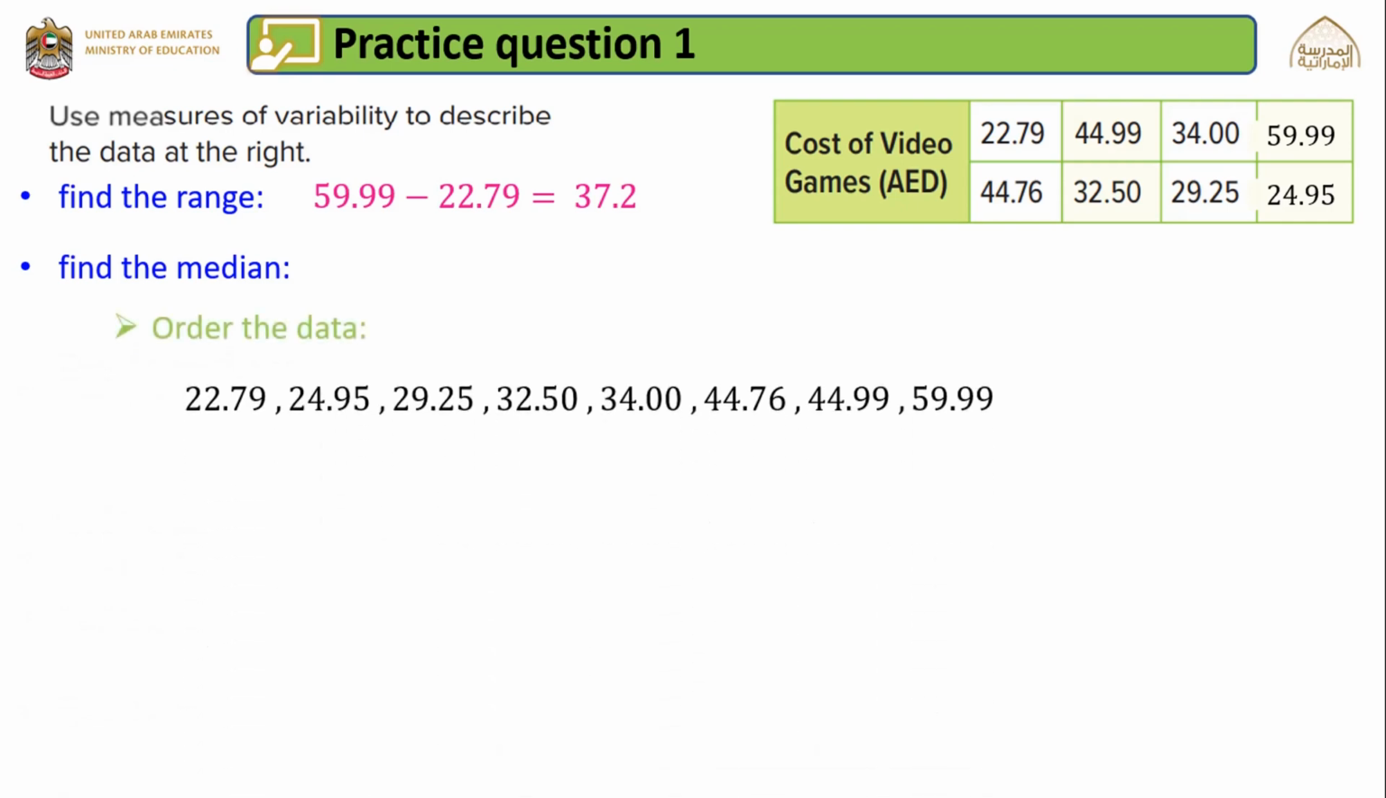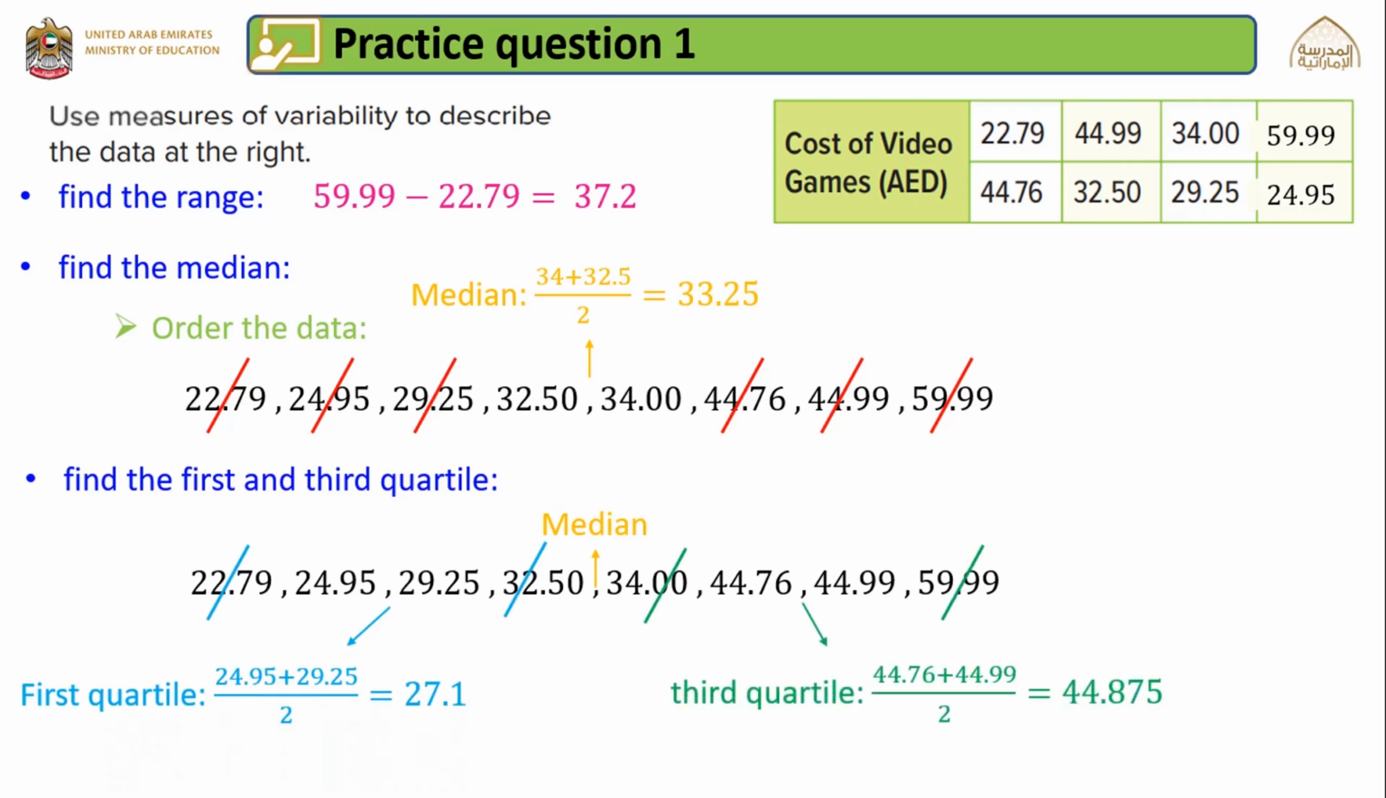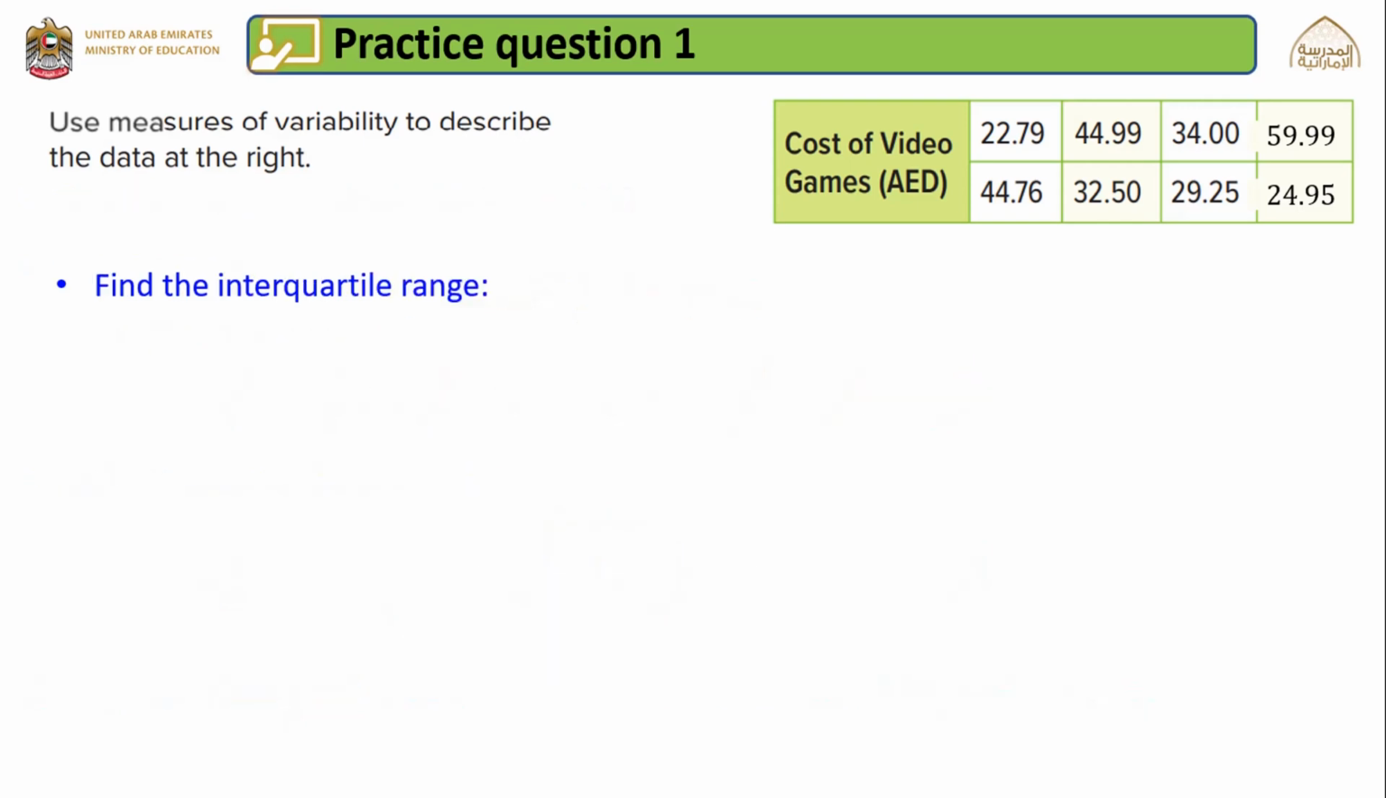And since we have an even number of values, the median is the mean of the middle two values. And the median is 33.25. The first quartile is the median of the lower half, and the third quartile is the median of the upper half. So the first quartile is 27.1 and the third quartile is 44.875. To find the interquartile range, we need to subtract the first quartile from the third quartile.